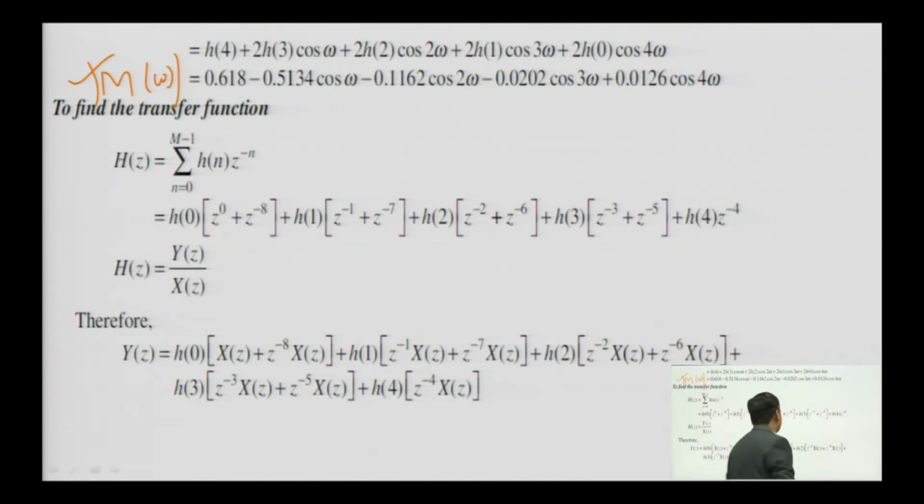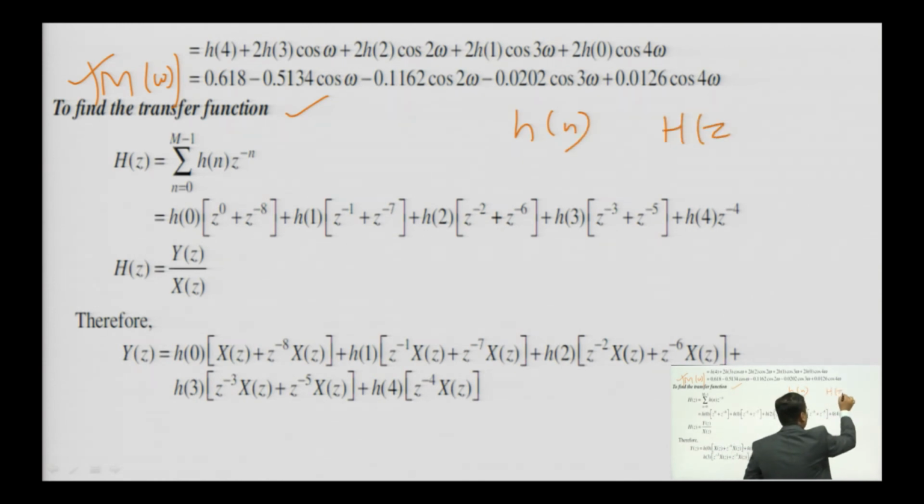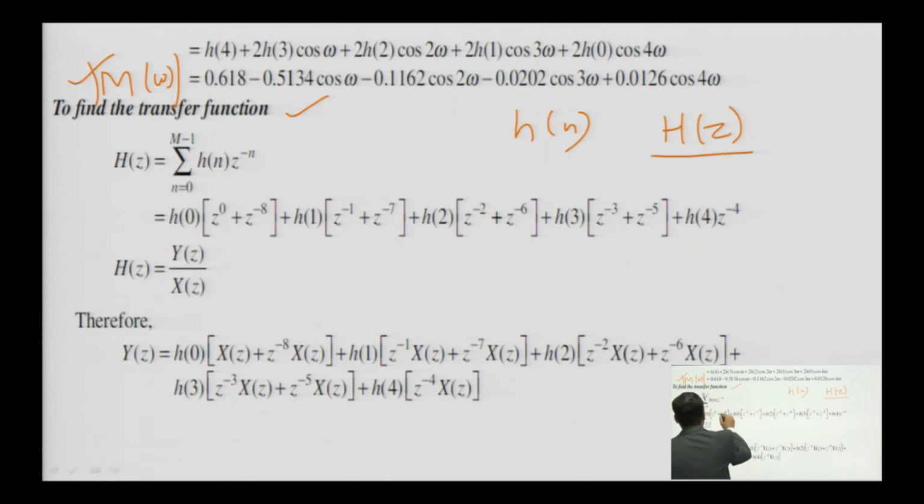Next, find the transfer function. Transfer function means what? Because you know h of n here, now you have to calculate H of z. So, H of z is equal to what? This one: summation n from 0 to M minus 1 of h of n into z to the power minus n. You know all the values here.